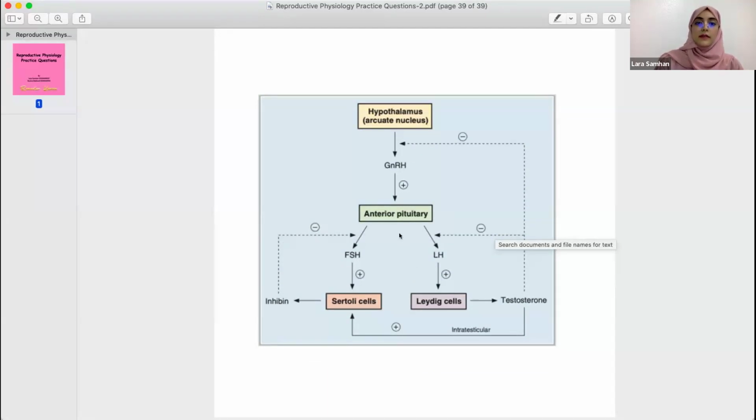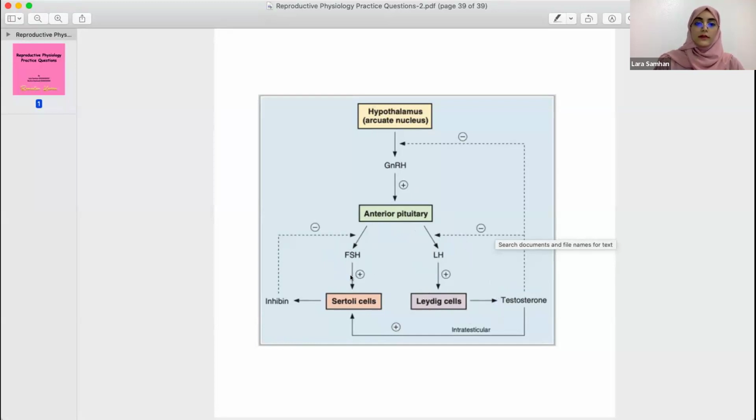In the hypothalamus pituitary axis, the hypothalamus stimulates the pituitary gland to produce hormones. In this case, we're going to talk about the FSH and the LH hormones. The Leydig cell is the one that produces testosterone, and this comes from the LH. The anterior pituitary gland produces the LH hormone, and this LH triggers the Leydig cell to produce testosterone.